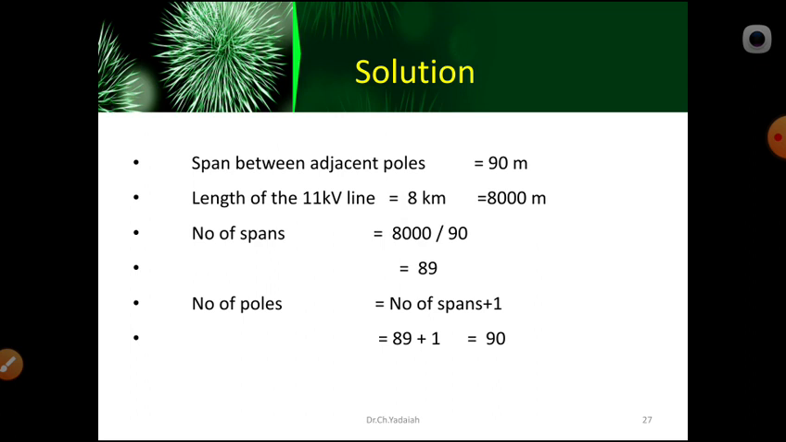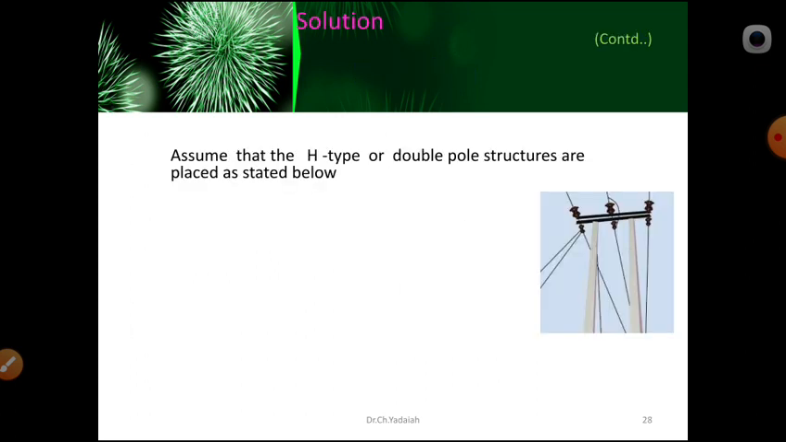Now we know this 90 poles well. After the poles, what we have to do? We have to do the cross arms. Now here we assume that the H type or double pole structures are placed as stated below. We place two dead end sets, at the start and at the end. So there are two cut points placed, where instead of a single pole they use the two pole structure.